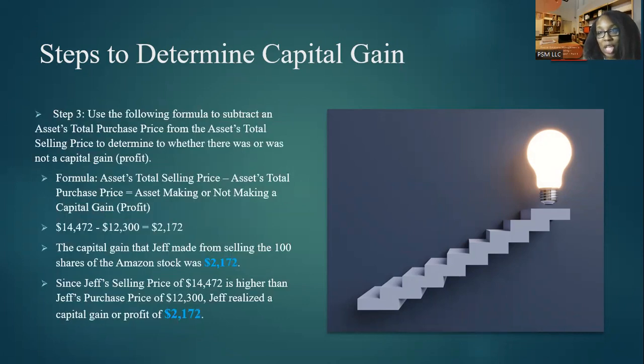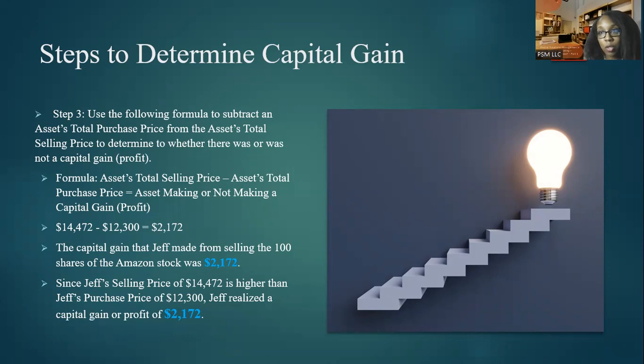Step three, using the numbers from step one and two, we would put it in the formula given below, where we would subtract an asset's total purchase price from the asset's total selling price to determine whether there was or was not a capital gain, aka profit.